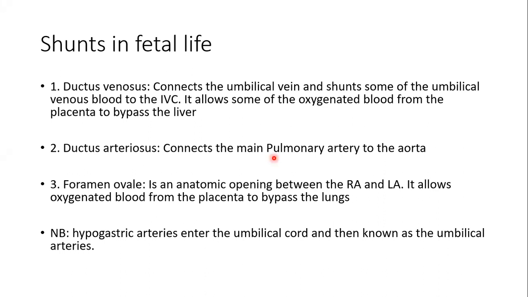Then the foramen ovale is the anatomic opening between the atria, and the blood passes from the right atrium to the left atrium through this foramen ovale in uterine life. Then there are the hypogastric arteries. Because these hypogastric arteries go into the placenta through the umbilical cord, they are known as the umbilical arteries.